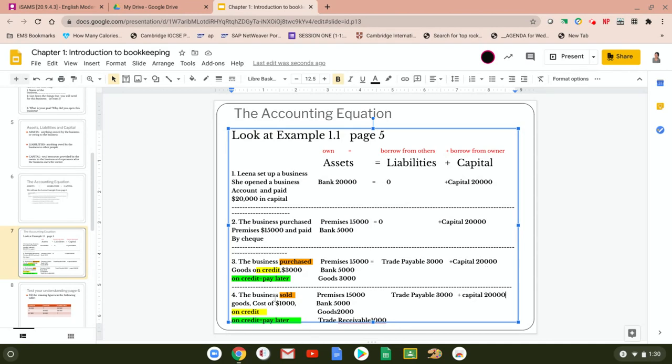All right. The next transaction, the fourth one, you sold some of the goods here. So the premises still at 15, your bank is still 5, but your goods went down by 1,000 because you sold it, and you are now ready to collect or receive money from your customers amounting to 1,000. Okay, I hope that's clear. So this is just to explain the accounting equation.